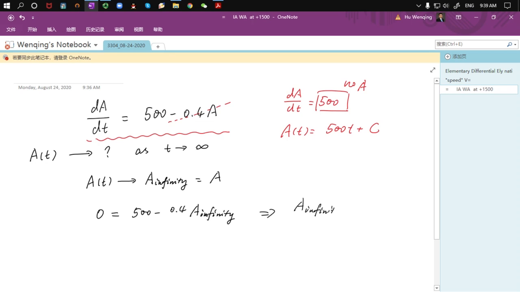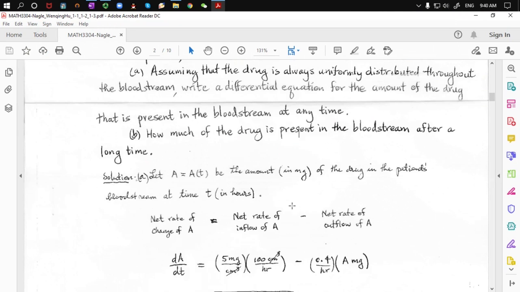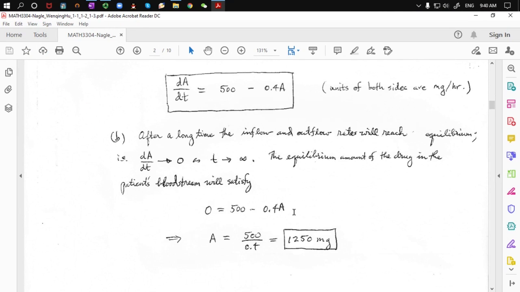A infinity is 500 divided by 0.4, which is 5000 divided by 4, so that's 1250 mg, because our measurement unit is mg. That's a nice way to calculate the final, or steady-state, amount of drug in the bloodstream. So that's A infinity. It looks like we have everything about this problem, and A infinity is also calculated.